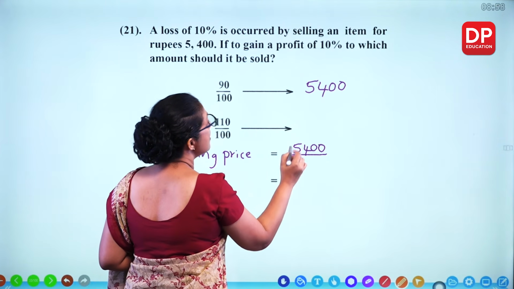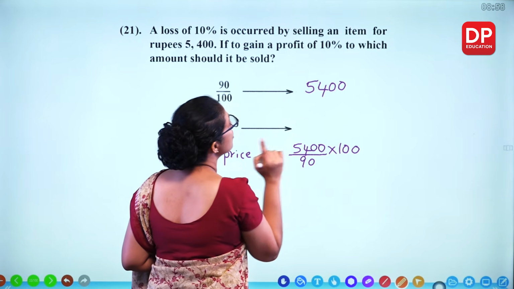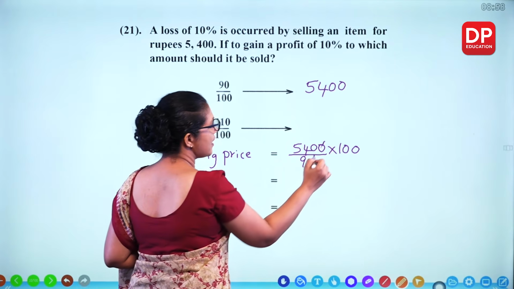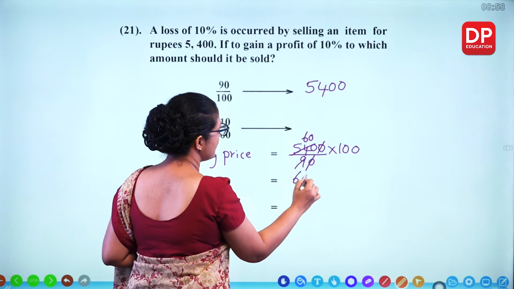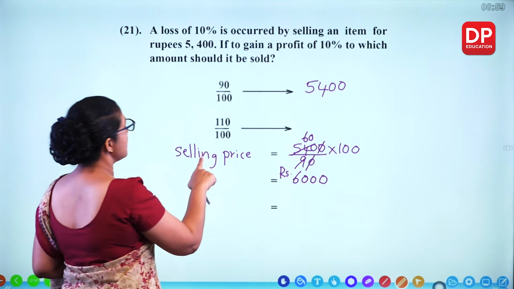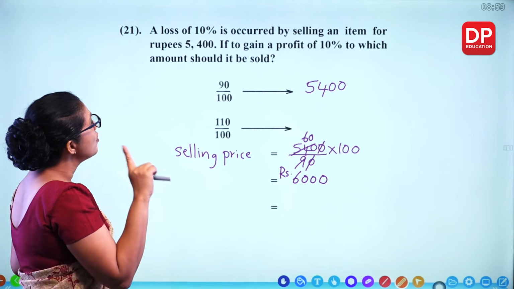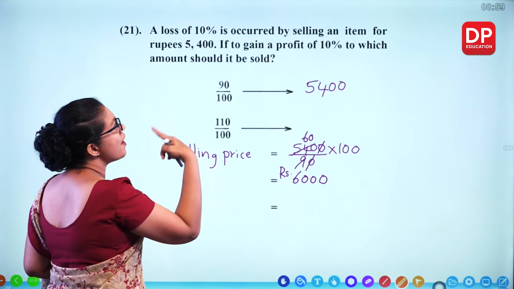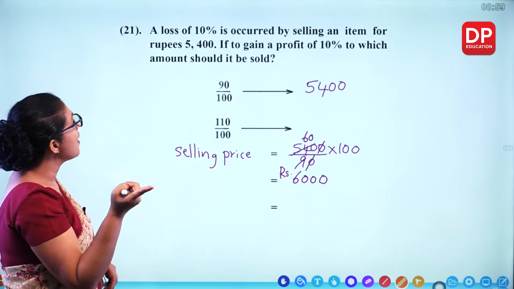5,400 divide by 90 into 100 with a loss of 10%. 0, 0 get cancelled out. Now 9 times 6. So 6,000 is the selling price with a 10% loss. Now to get 10% more, now you have to sell it for 110. So what is the selling price now?